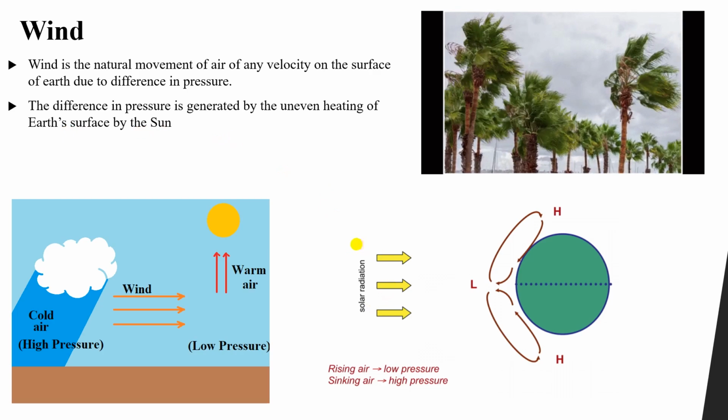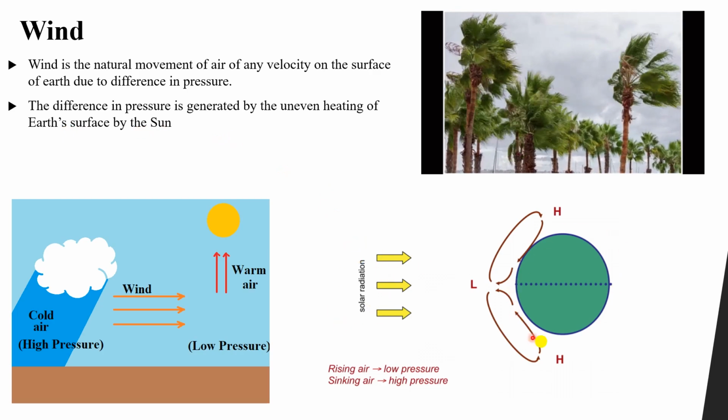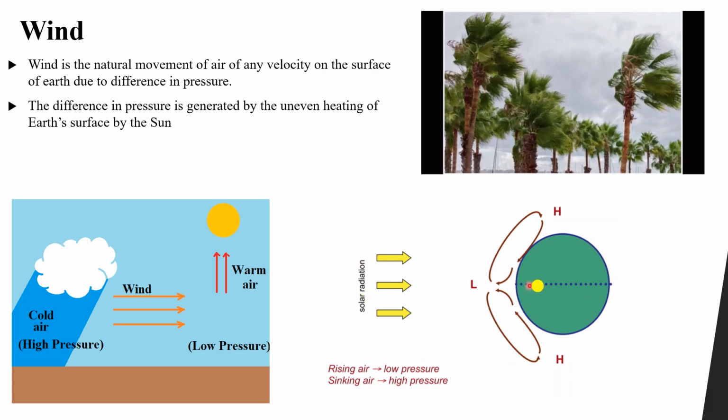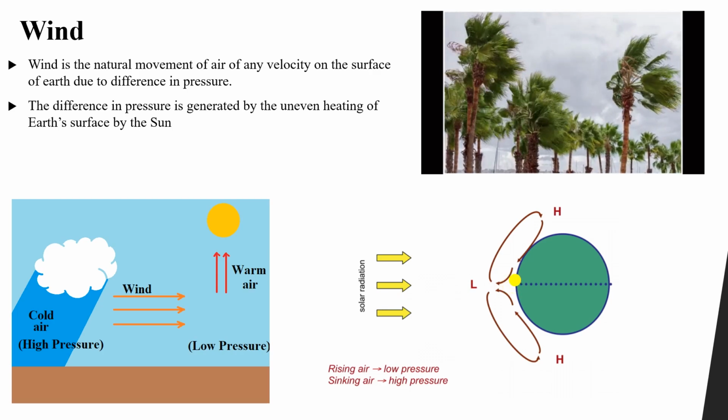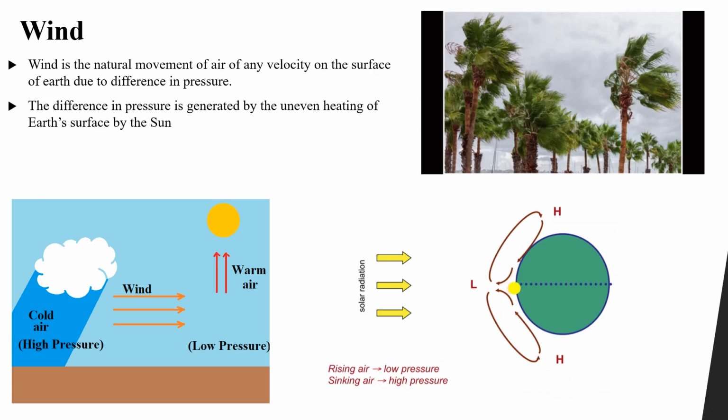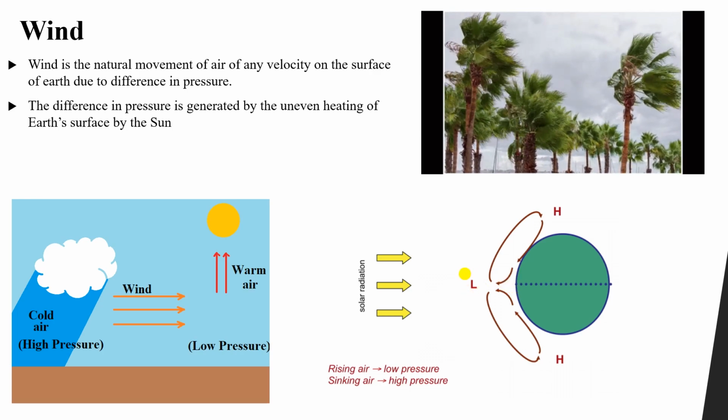So we have the solar radiation. This is our Earth, and we have the solar radiation. As you know, at the equator, at this line, the temperature is very high, or it is exposed to a very large amount of solar radiation. So in this location, we will have very high temperature, which means that since we have high temperature, it will lead to low pressure, or rising of air. So as you can see, rising air, low pressure in this location.